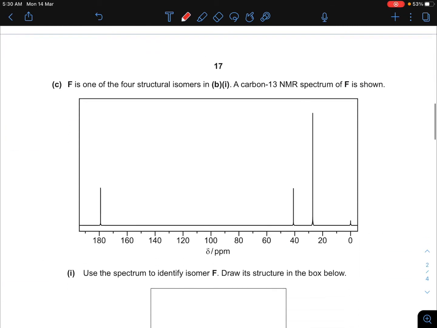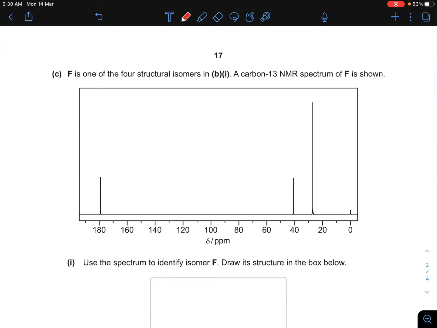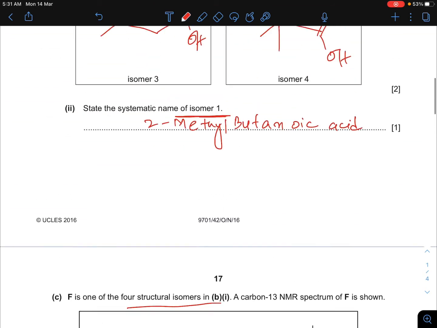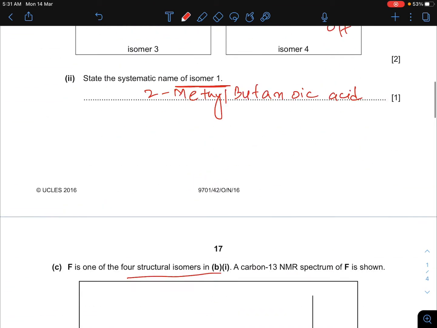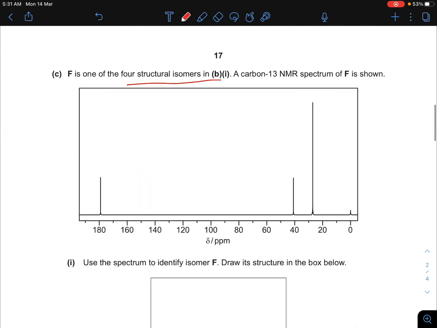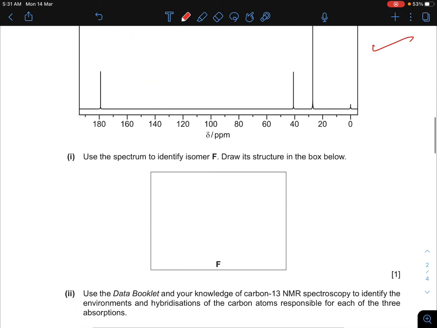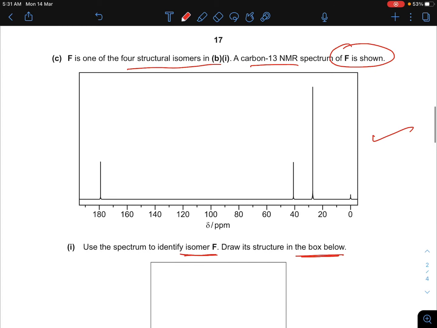Now the next part is about the C13 NMR spectrum. F is one of the 4 structural isomers, the 4 isomers that we have drawn here. A carbon 13 NMR spectrum of F is shown. So this is the C13 NMR spectrum of one of the isomers which we have drawn above. Use the spectrum to identify isomer F. Draw its structure in the box below.